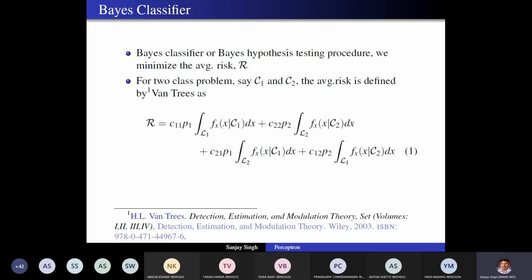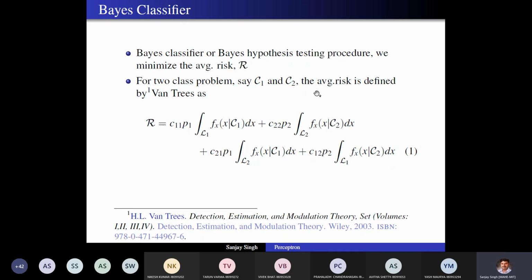So let's say for a two-class classification problem, C1 and C2, class 1, class 2, the average risk is defined by something like this: R equals C11 P1 integral over subspace L1 of the PDF, the probability density function of X, the pattern X, given that it belongs to class 1. Similarly, C22 P2, and just hold on, I'll explain what you mean by all the C22, P2, etc. And integral over subspace L2 of the PDF of X, the pattern X, provided that it belongs to class 2.